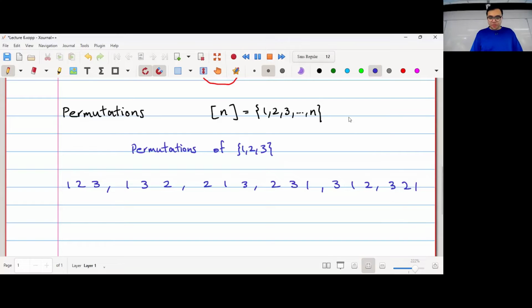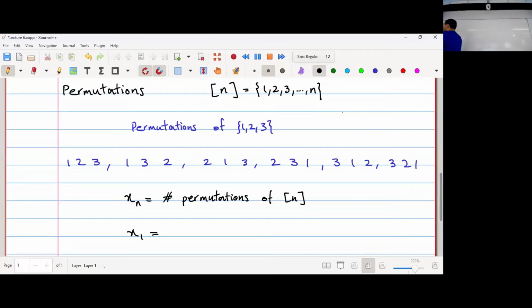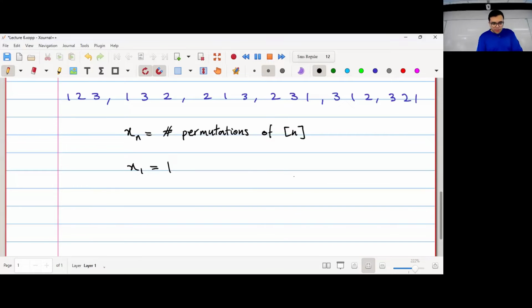Okay. So here's the thing. Suppose I show this number by x sub n. So let's say x sub n is the number of permutations of the numbers from 1 to n. What do I know about x1? If I have just one person, how many different ways do I have for putting them in a queue? Just one, right? So x1 is 1. Now, suppose that I want to find xn. Okay. And this is the first example of a recursive definition in this course.